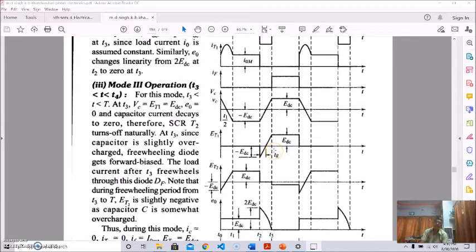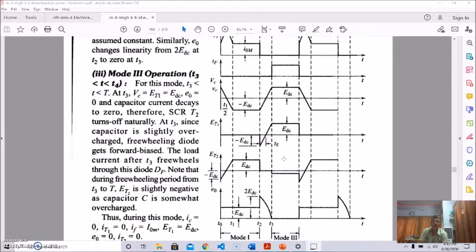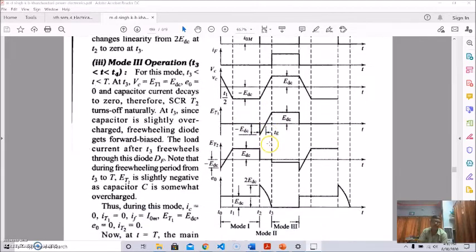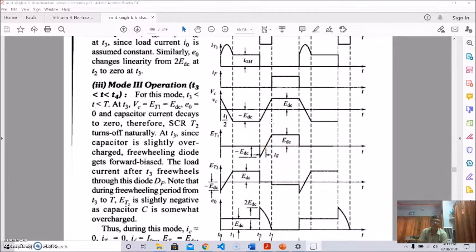And in mode 3 operation, timing between T3 and T4, that is the time period T. For this mode, at T3, VC equal to ET1. This is shown here actually.